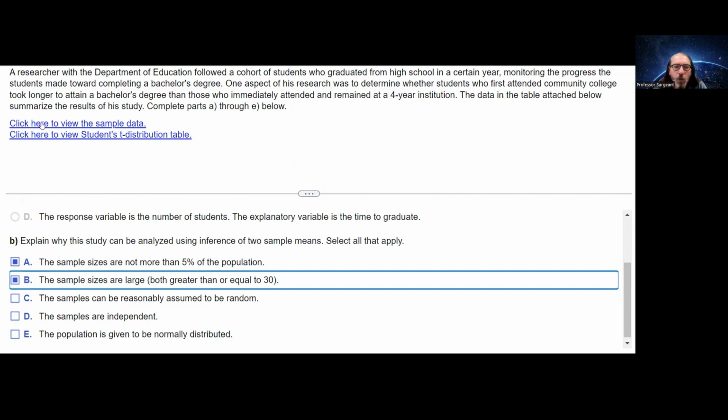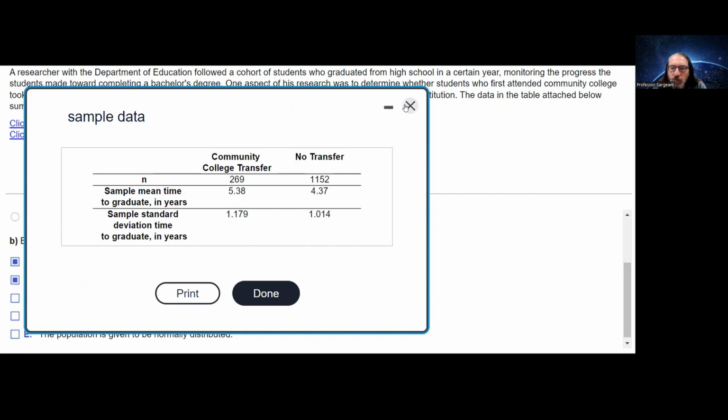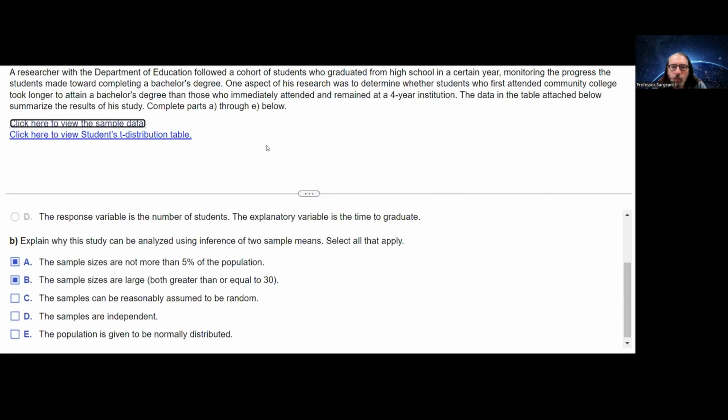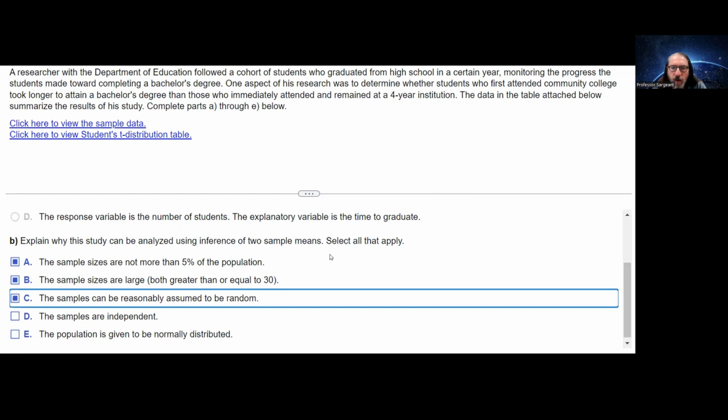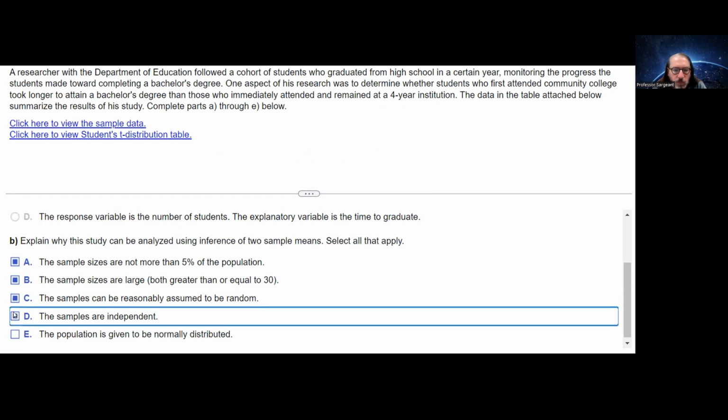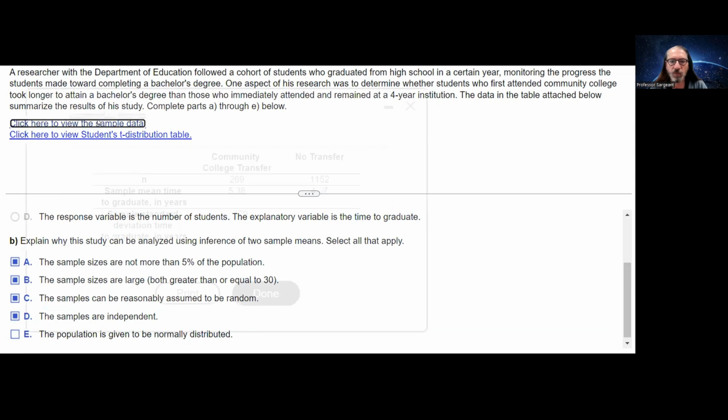We are not told whether we have simple random samples from those two populations, but hopefully the researcher with the Department of Education did do that. And do the bit with independent sampling. So let's see, can we say normally distributed is the time to graduate normally distributed? Even if not, again, the sample sizes are at least as big as 30.